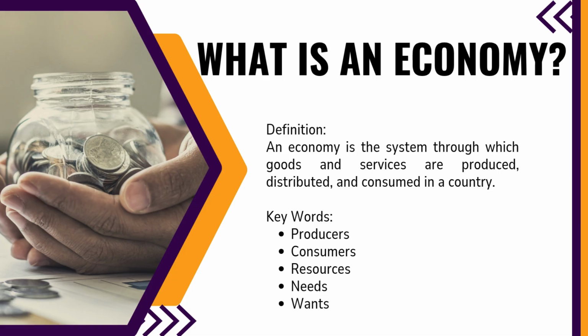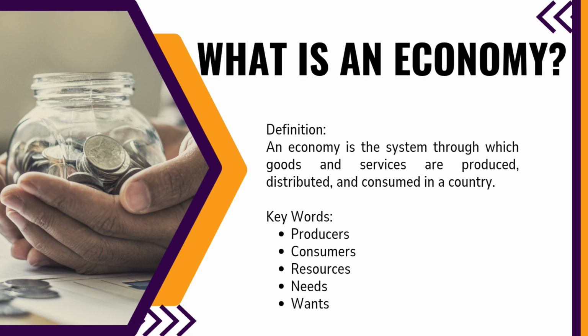work, and resources. An economy is like a big system that connects everyone: people who make things and people who buy them. Producers create goods or provide services, and consumers use or buy them. All of this happens using resources like land, labor, and money. But because resources are limited, we have to make careful choices about how to use them.